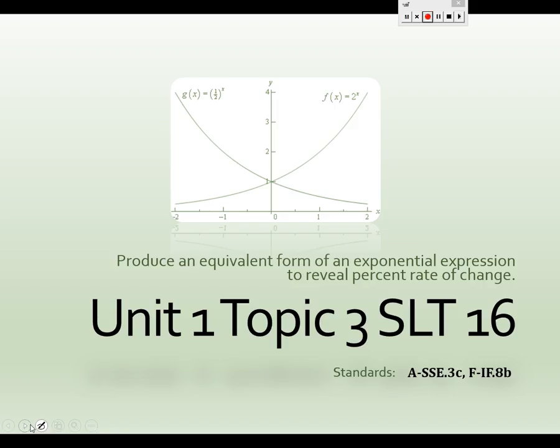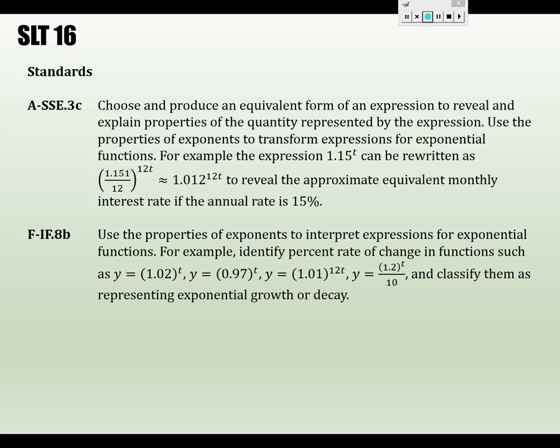And I don't normally spend a ton of time going over the standards, but I actually do want to take a look at what this says here. I sometimes skim over the screen, but this is going to come back in an important way in a little bit. It says, produce an equivalent form of an exponential expression to reveal percent rate of change. So let's see if we can, and maybe we'll even come back and highlight this later. This is kind of the important standard.